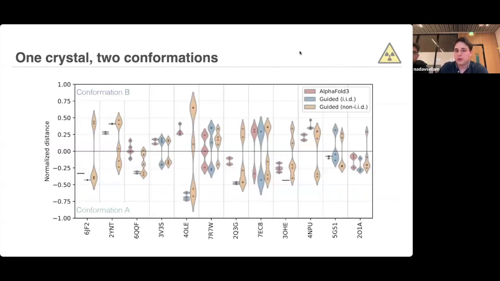If we look at some other proteins that exhibit this bimodal behavior, we can see that non-IID guidance gets multimodality better than its counterparts. So what we mean by non-IID guidance is that we guide over the entire ensemble and not guide each protein separately. So we can see here in this plot that we get bimodality much better than AlphaFold, and also when we do IID guidance.